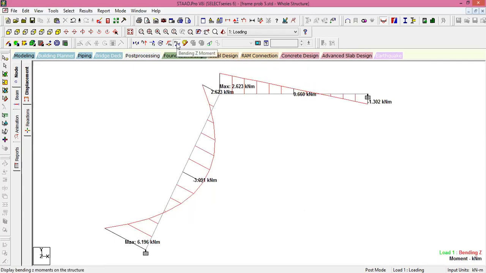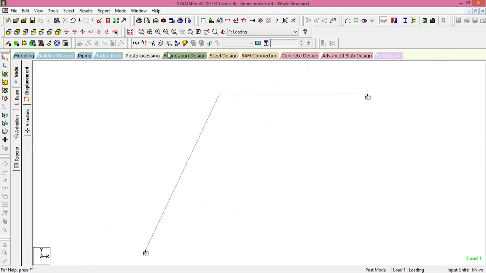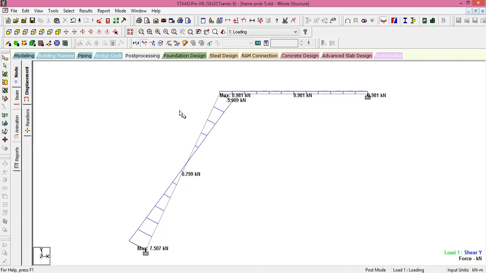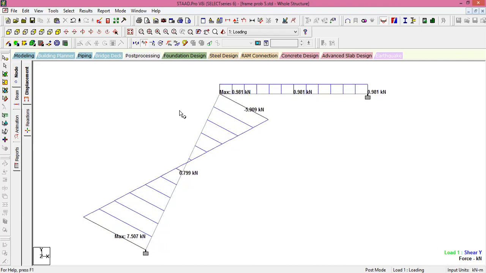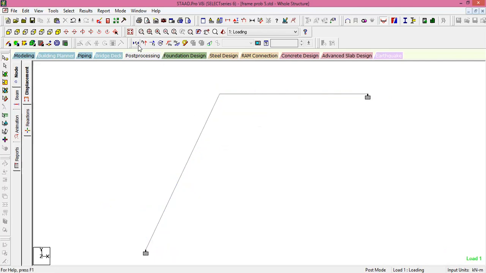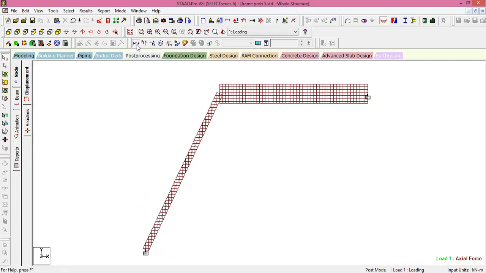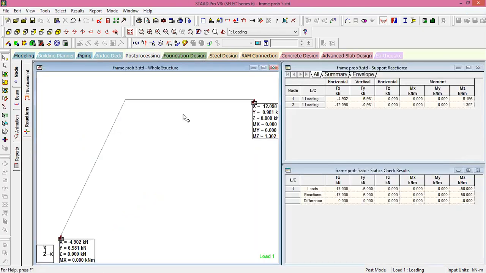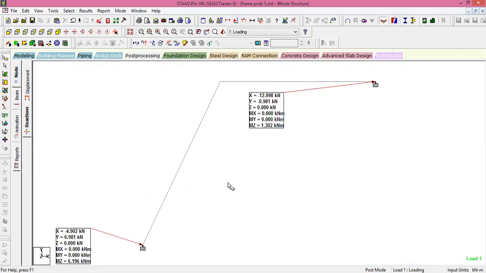And you can close this and you can see the shear force diagram. Press the control and just scroll forward so that you get a good view of the shear force diagram. This is the shear force diagram. You can as well take the axial force diagram. These are all the forces that you can see, and also you can see the reaction at each support.